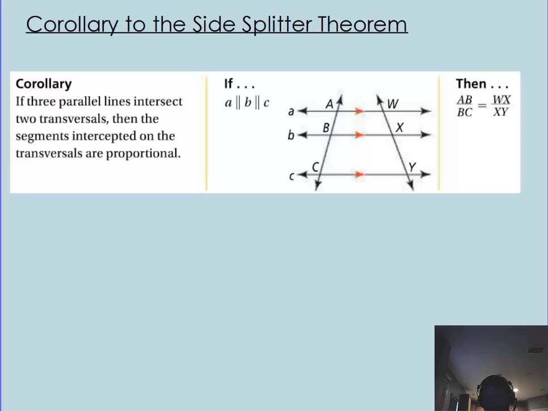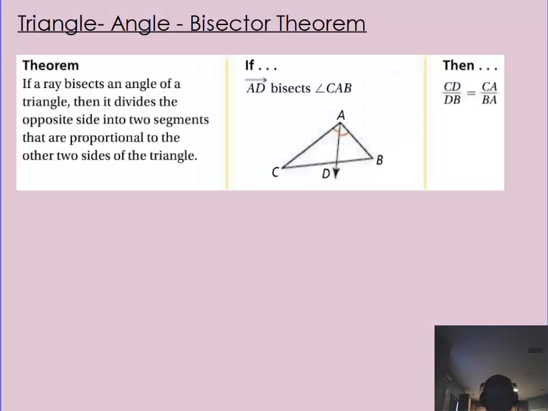Kind of a corollary to that. If you have three parallel lines with two transversals, then the segments intercepted on the transversals are proportional. So what that's saying is this over this is proportional to this over this. That's what it says. Last one.